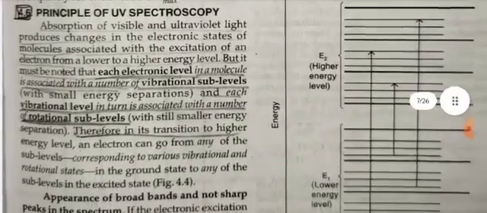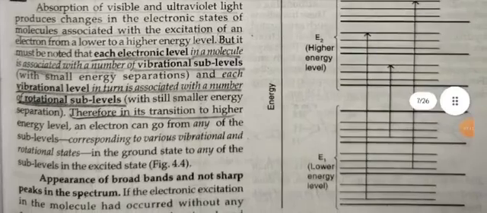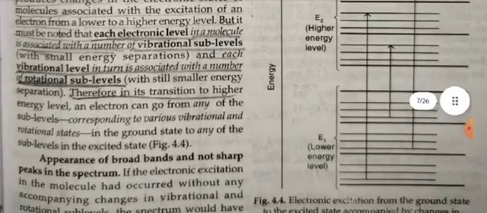Principle of UV spectroscopy. Absorption of ultraviolet light produces changes in the electronic states of a molecule, associated with the excitation of an electron from a lower to a higher energy level. It may be noted that each electronic level in a molecule is associated with a number of vibrational sublevels with small energy separation, and each vibrational level in turn is associated with a number of rotational sublevels with still smaller energy separation.